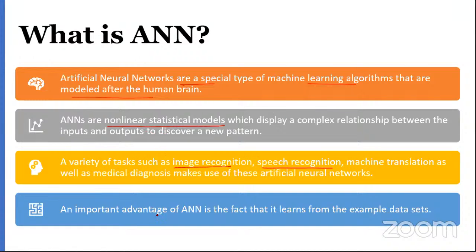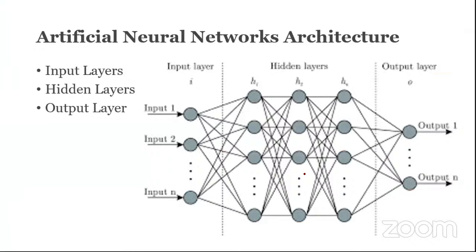The next important point is that it learns from an example data set. Let's say you are working on classification, then you have to pass the data as well as the label, and ANN automatically trains itself based on your training data. Here you can see three popular terms: the input layer, then the hidden layer, and then the output layer. This is your input layer where we will pass the features, and hopefully all of you are aware of it.